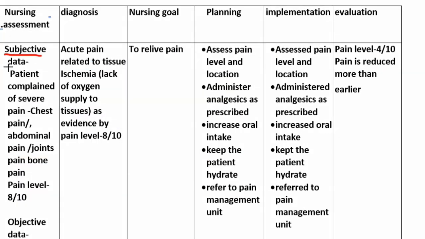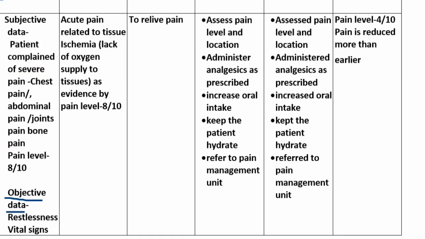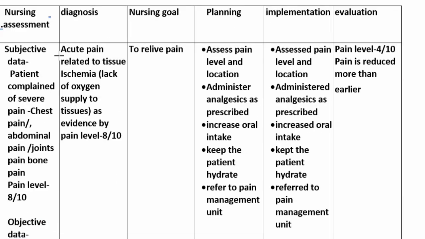Nursing assessment. Subjective data. Patient complains of severe pain like chest pain, abdominal pain, joint pain, bone pain, and pain level. Objective data. Restlessness and vital signs. Nursing diagnosis. Acute pain related to tissue ischemia, lack of oxygen supply to tissues, as evidenced by pain level. Goal. To relieve pain.